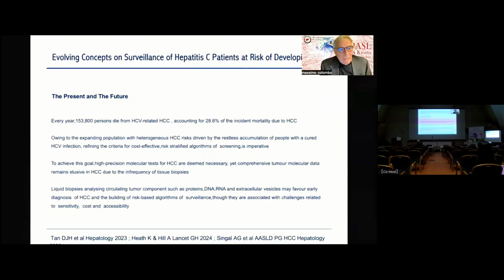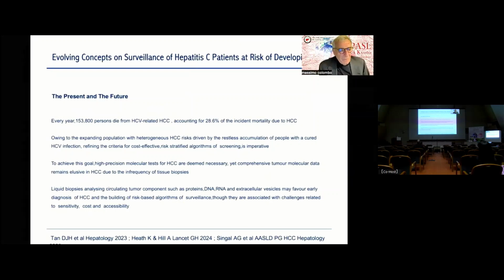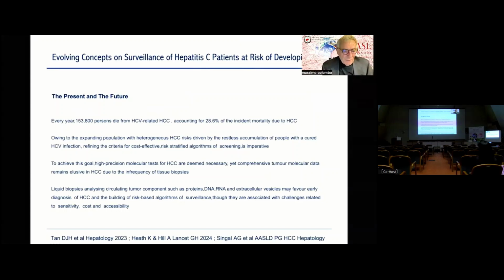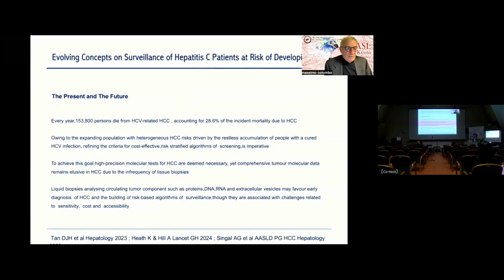Liver cancer due to hepatitis C is a real burden. It kills more than 150,000 persons per year. And owing to the fact that there is an expanding population with heterogeneous risk factors that include the restless accumulation of people cured of the HCV virus, those with diabetes, alcoholics, the obese population, in general, those with metabolic risk factors, it has become imperative to refine criteria for a cost-effective risk-stratified algorithm.